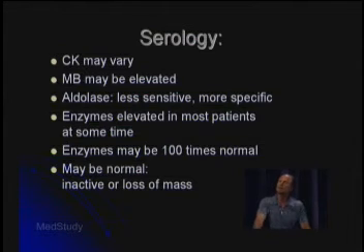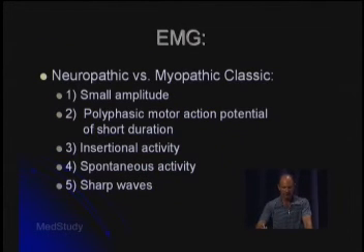The enzymes might be normal in polymyositis at a stage where they've been treated or when their disease is clinically inactive. So that's the only way that you'll get a normal CK.